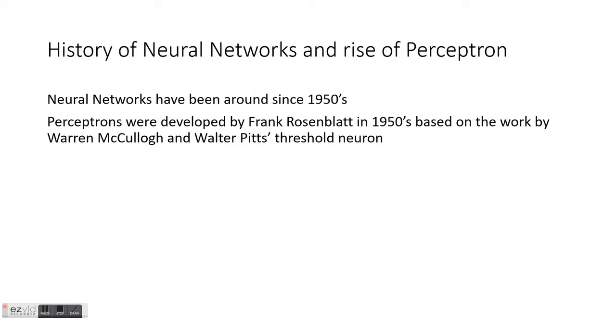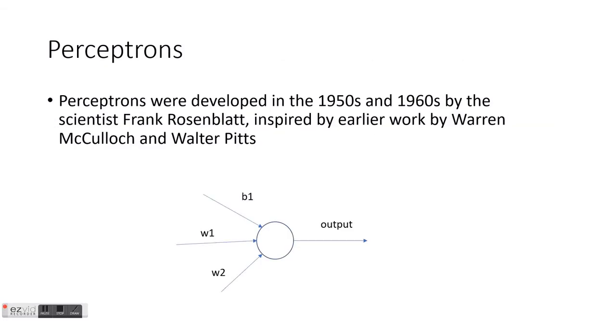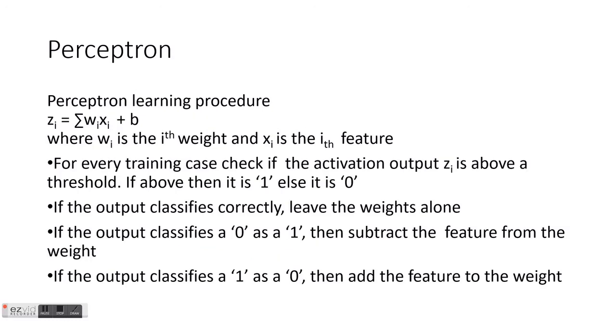Warren McCulloch and Walter Pitts came up with the threshold neuron, and then Frank Rosenblatt in the late 1950s came up with what is known as the perceptron. He had written a book called The Principles of Neurodynamics, and he had invented the perceptron. So let us look at how the perceptron was used to learn some set of features.